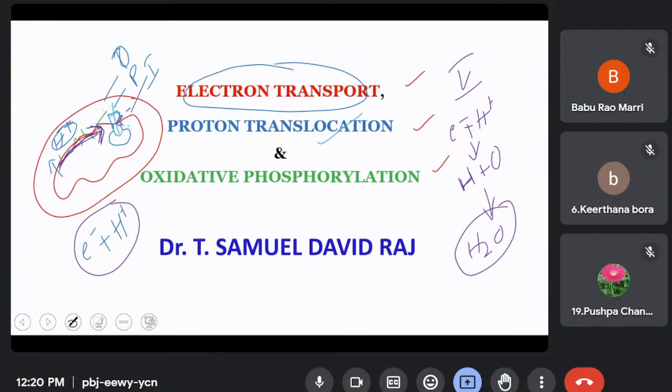And during this movement, what happens? The head of the F0 F1 complex, just a minute.